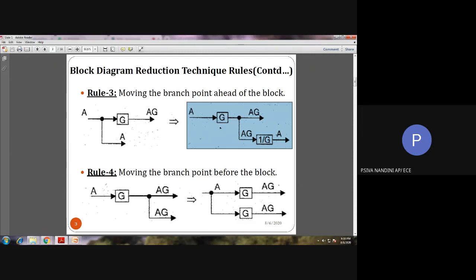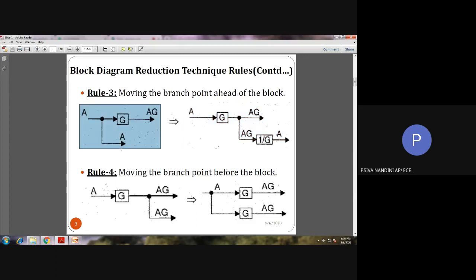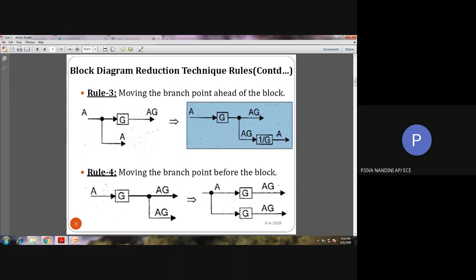by G. Here we have moved the branch point ahead of the block G, so we have included the term 1 by G in the branch point to obtain the same signal. Here the signal in the branch point is A. Here also the signal in the branch point is A. This is rule number 3.